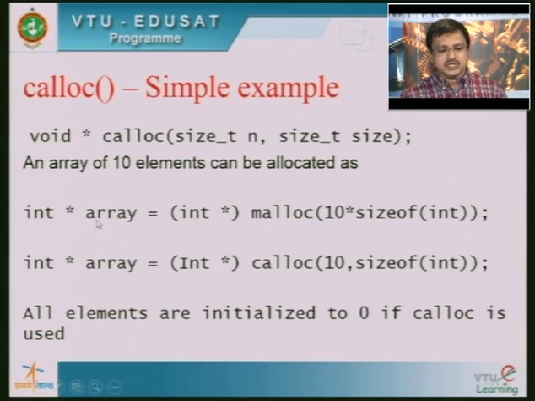For example, I have int star array equal to int star malloc 10 into size of int. You are all familiar with this. This will return a block of space which can hold 10 integers. This block is contiguous. So what does int star array equal to int star calloc 10 comma size of int do? This also allocates the same space, except that in this case the allocated space is also initialized to 0. You can use calloc and malloc wherever it is appropriate. People are very comfortable with malloc, but you can also use calloc.